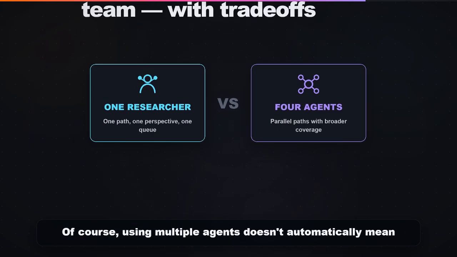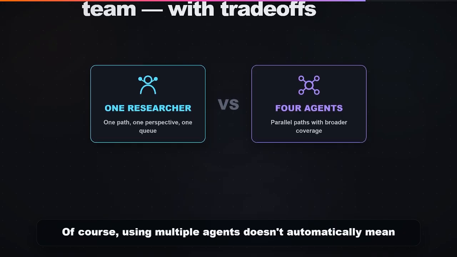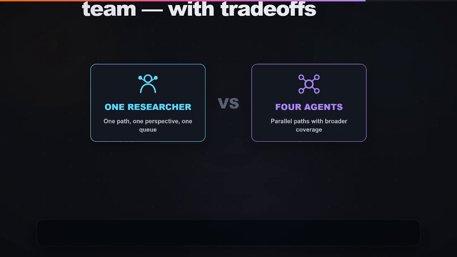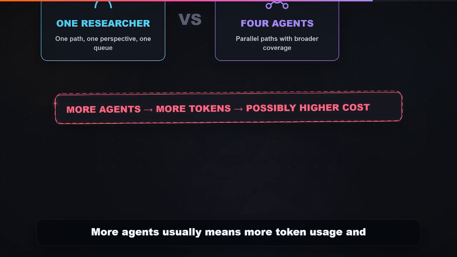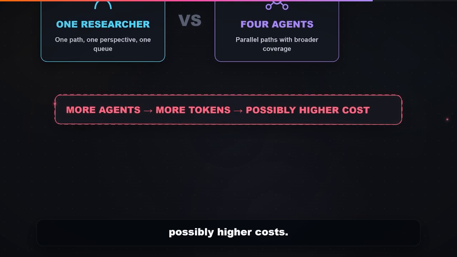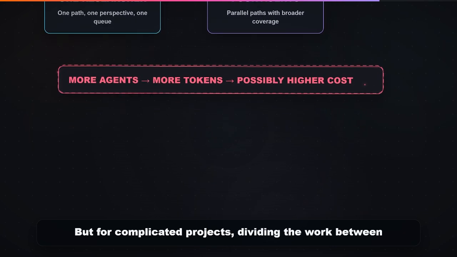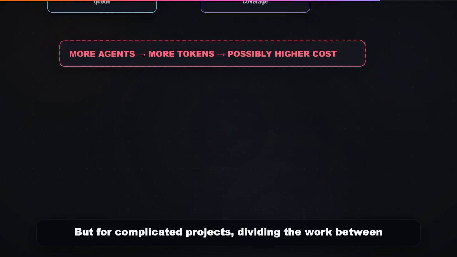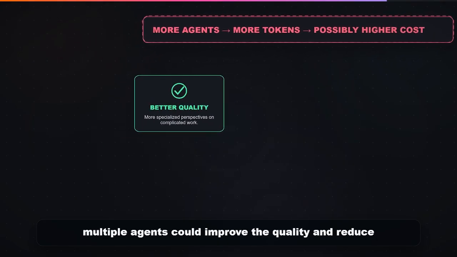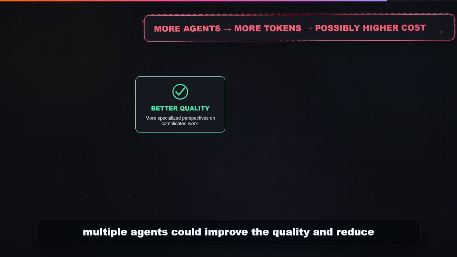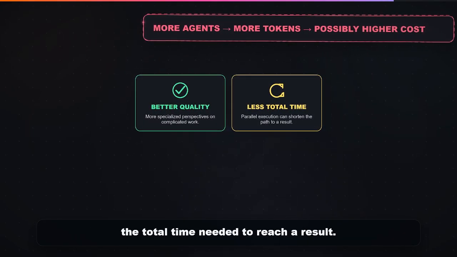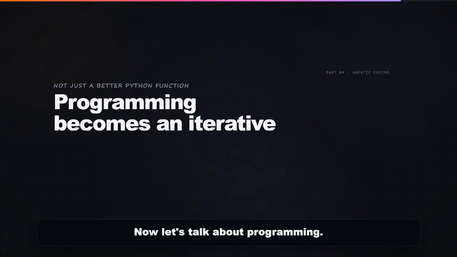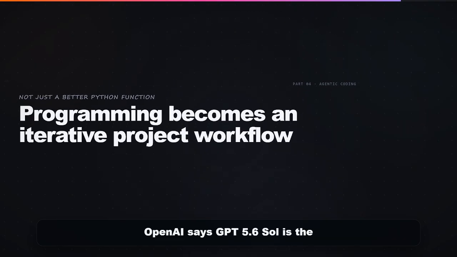Of course, using multiple agents doesn't automatically mean the answer will always be better. More agents usually means more token usage and possibly higher costs. But for complicated projects, dividing the work between multiple agents could improve the quality and reduce the total time needed to reach a result. Now, let's talk about programming.